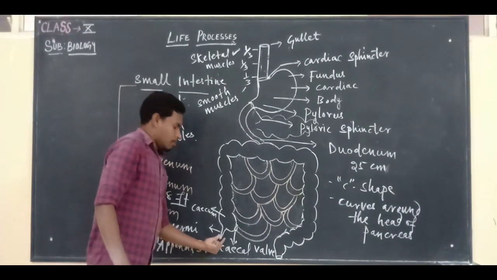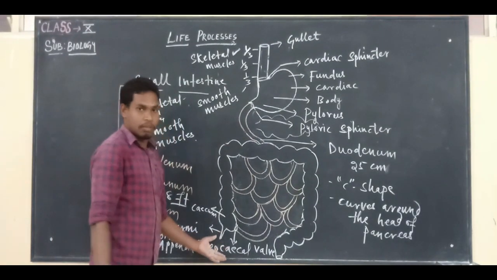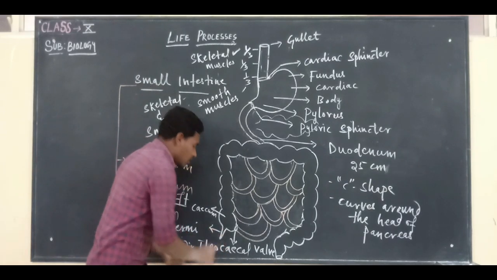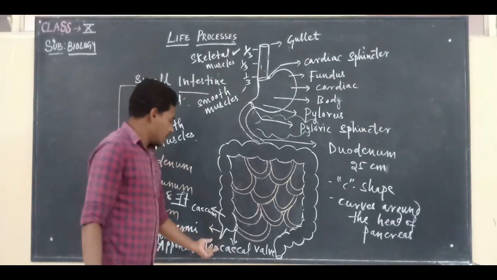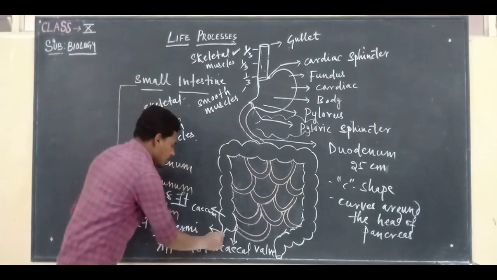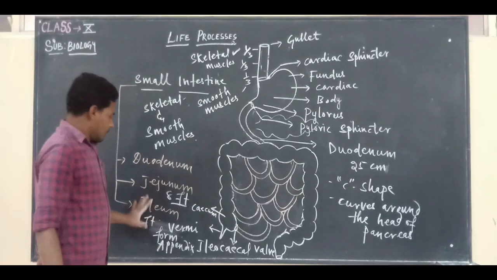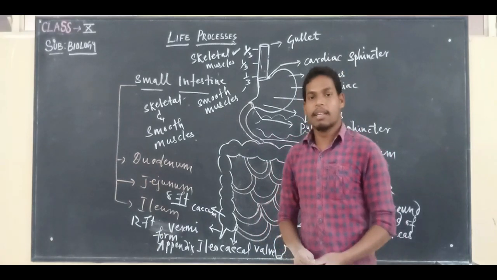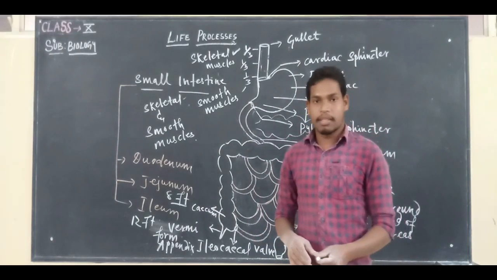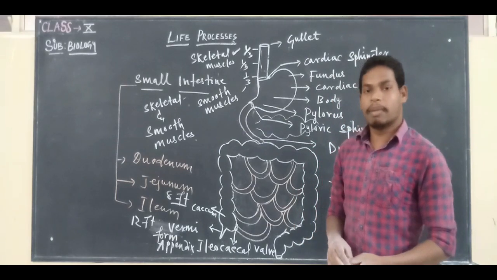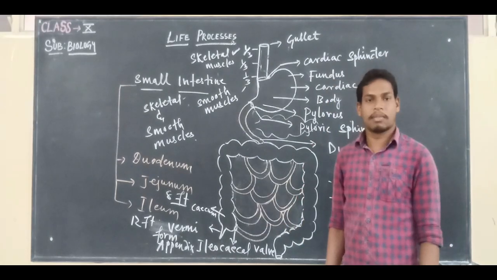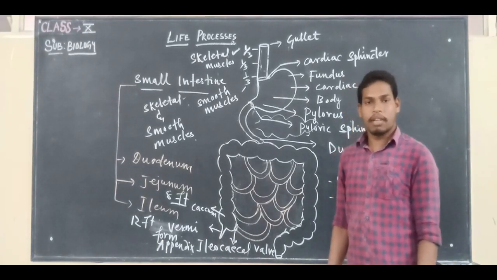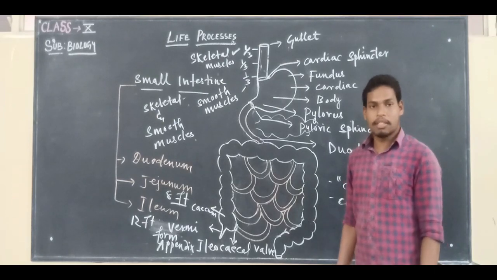Okay, so this vermiform appendix is of no use. It is known as a vestigial organ. And we know that on the surface of the small intestine there are many villi. These villi make what? A large absorbing surface area. So villi make a large surface area for absorbing. What do they absorb? Digested food.